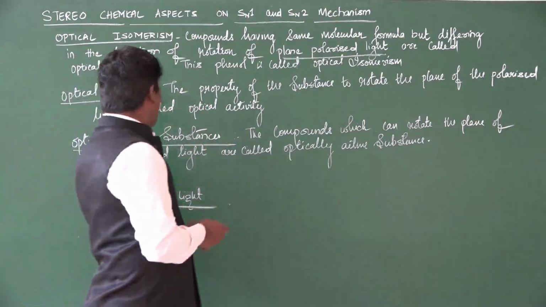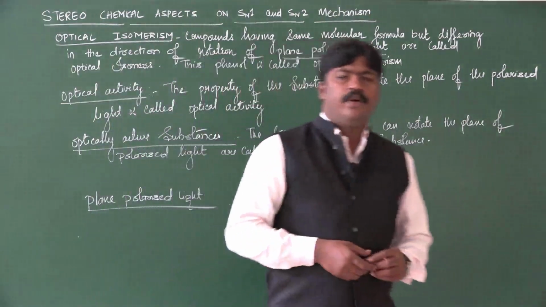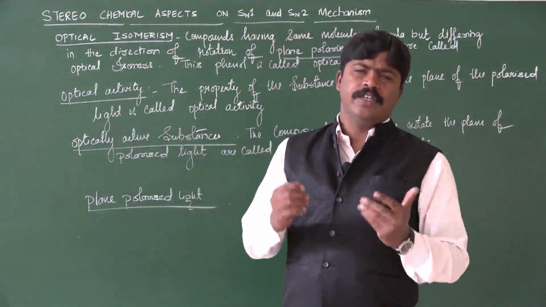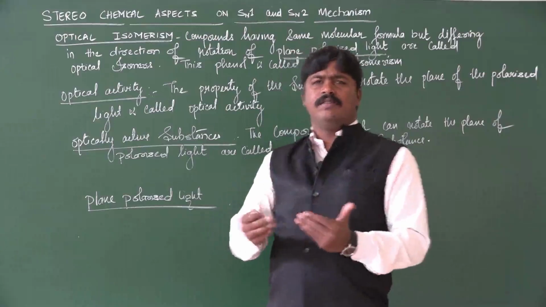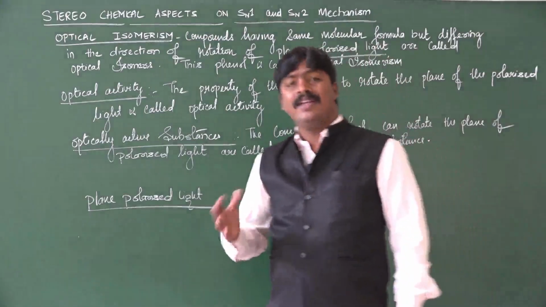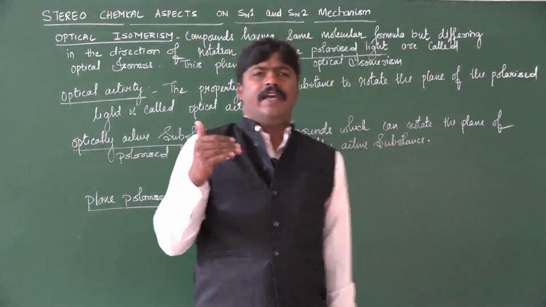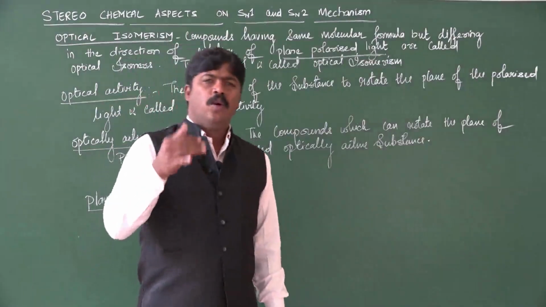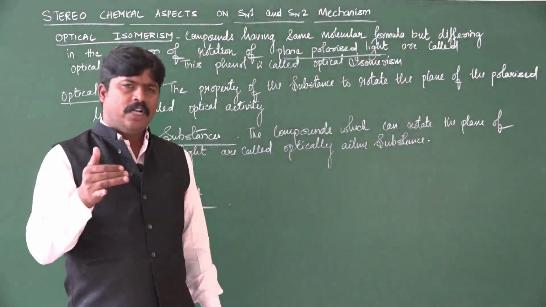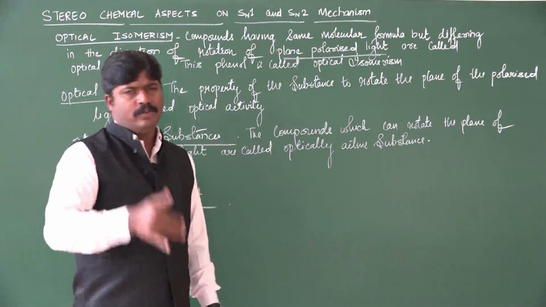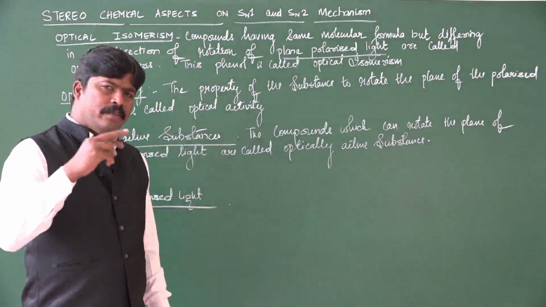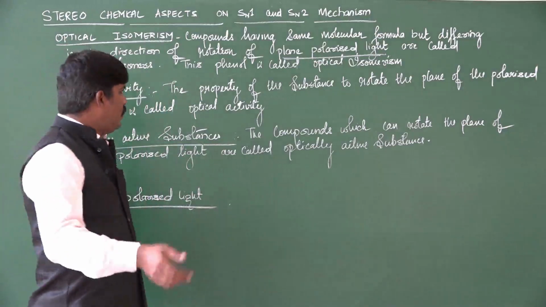Now the second question you will ask me: are all organic compounds optically active? No. There is a criterion, there is a condition, and at the end of the session you will be able to identify which is optically active and which is optically inactive. How can we decide an organic compound is optically active? What are the qualities of an organic compound to show optical activity? That will come at the end of the session. You will be able to analyze any given organic compound and check whether it is optically active by the two conditions which I will discuss in this session.